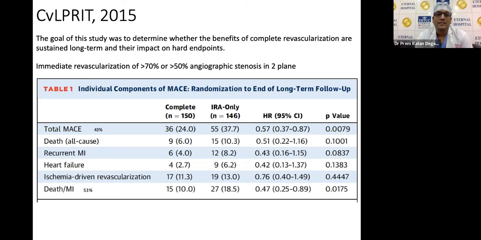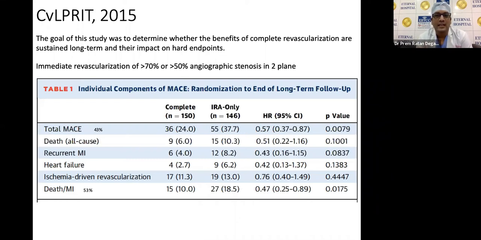In this trial, patients had more than 70% or more than 50% angiographic stenosis in 2 planes. Complete revascularization was done, and there was a 43% reduction in total MACE in the complete revascularization arm compared to IRA only. And for the hard endpoint of death and MI, there was a 53% reduction in the primary endpoint.